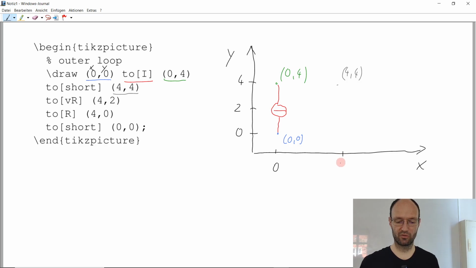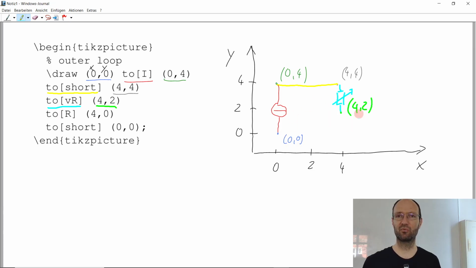Because here is the x-coordinate 4, here should be 2 somewhere in the center. And I'm already running out of colors a bit. The yellow thing is not that visible, it's okay. So we have a short connection to this point. Then to the next point, which is this one here at 4,2, we draw a variable resistor. So from here to here we get a variable resistor. And to the next point, you get the idea, right?